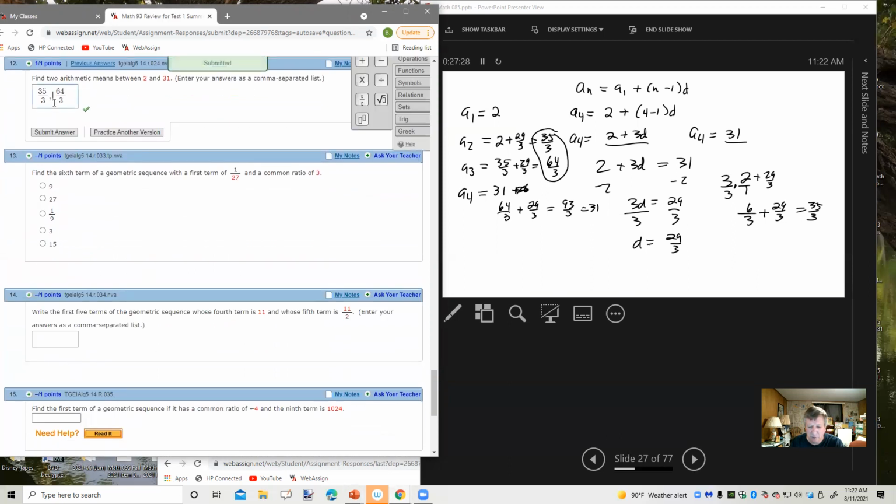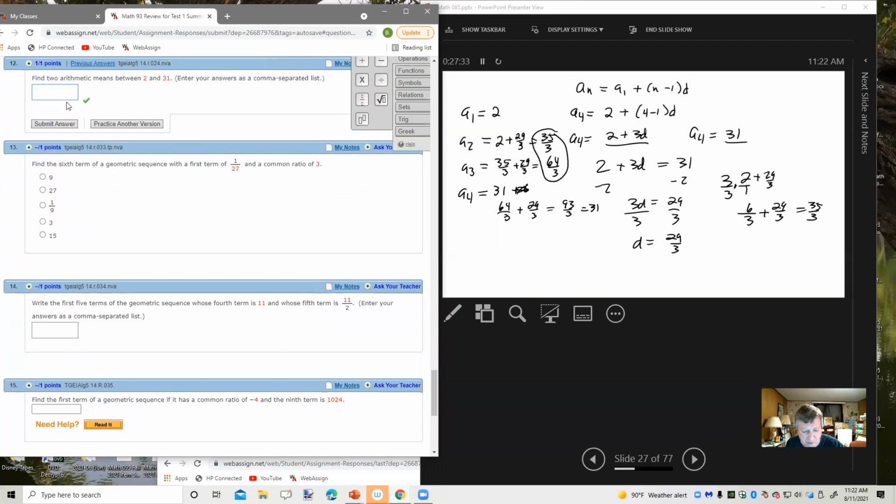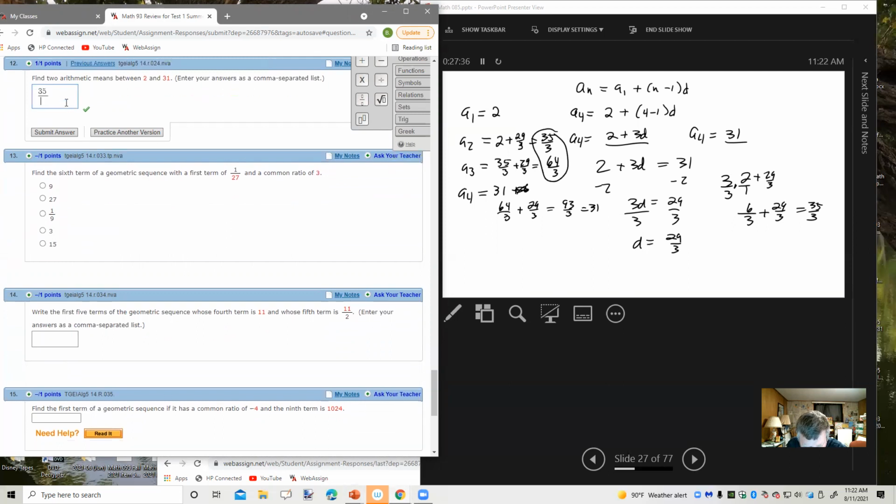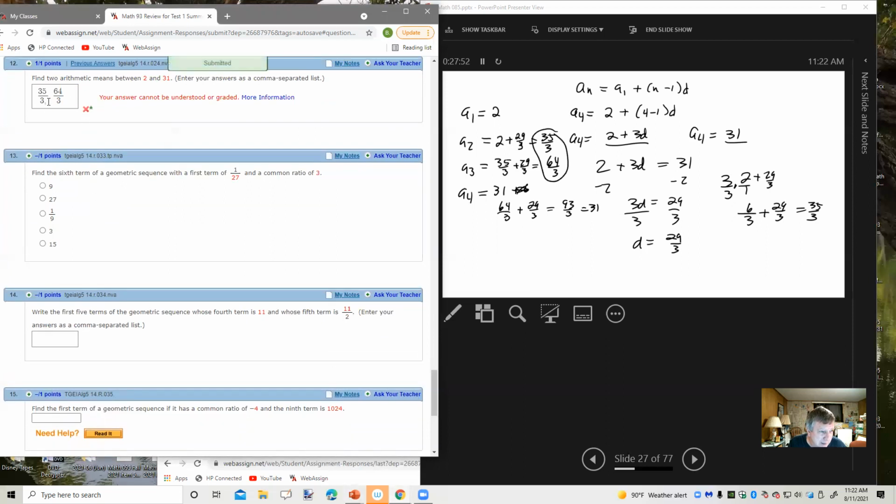Again, let me show you if I do this, what happens. So this is a common mistake. Okay. So we go 35 thirds, comma, and then I go over here in a space and 64 thirds, and WebAssign doesn't recognize that comma. It thinks it's part of the fraction. Okay, so that's why we've got to be careful to do the correct notation concerning commas. All right.